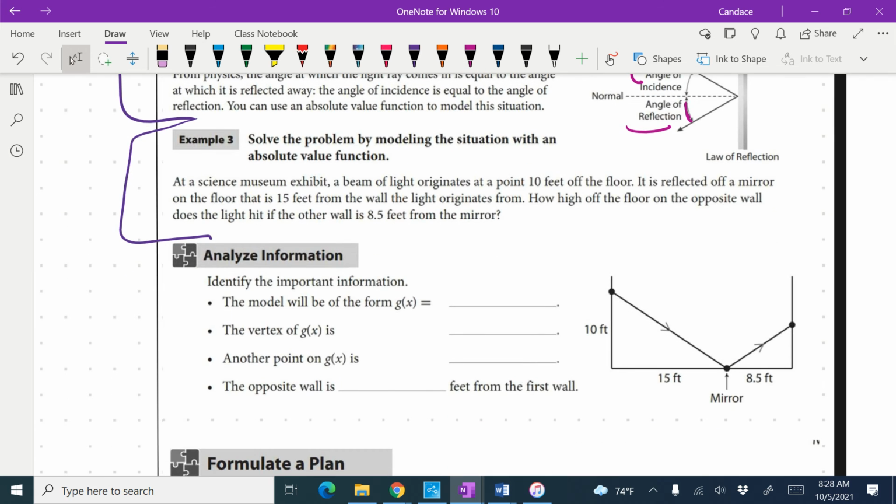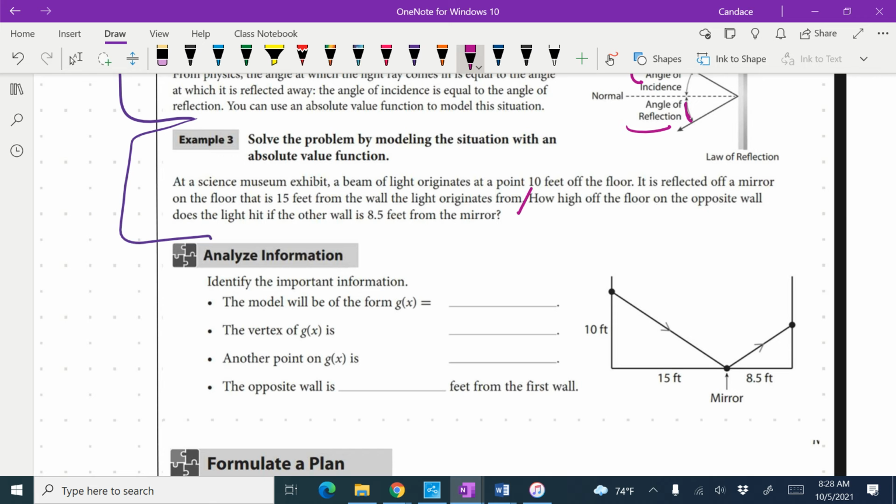All right, let's reread this part here together, because again, when we're reading through a word problem, it's always good to read it a couple of times. So Robert, can you read me the first 2 sentences, please? At a museum exhibit, a beam of light originates at a point 10 feet off the floor. It is reflected off a mirror on the floor that is 15 feet from the wall. Good.